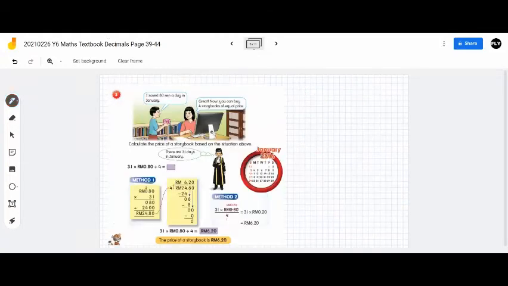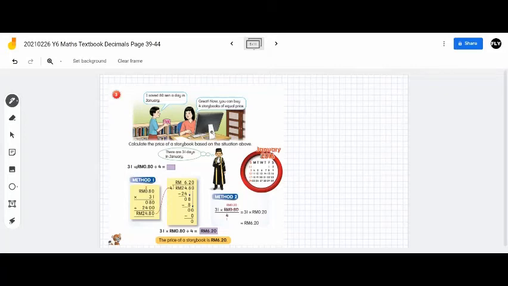Okay, so next, question number 3. I save 80 cents a day in January. Great! Now you can buy 4 storybooks of equal price. Okay, look at this. Calculate the price of a storybook based on the situation. So this boy saved 80 cents a day in January. How many days in January? Okay, look at this picture. There are 31 days in January as shown in the calendar here. There are 31 days in January.